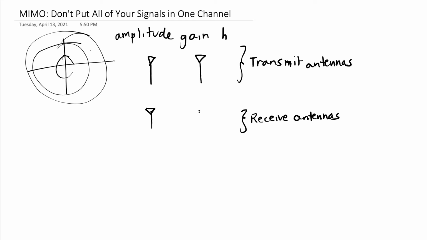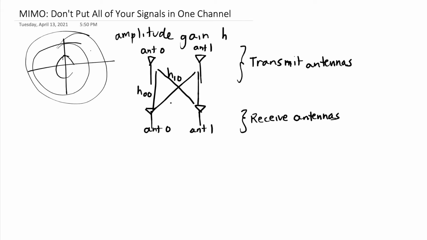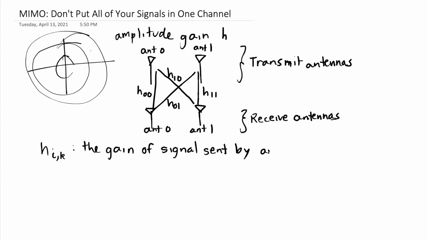So for example, if I have two transmit antennas labeled antenna 0 and antenna 1, and I have two receive antennas labeled antenna 0 and antenna 1, then I would have four different channels between each pair of antennas. We're going to use H_ik to represent the gain of the channel between transmit antenna k and receive antenna i.